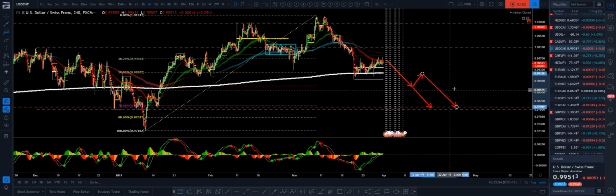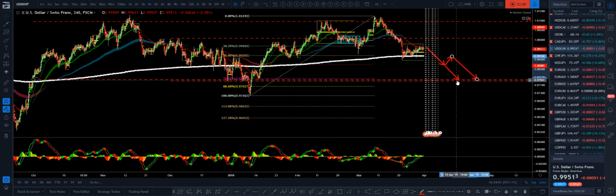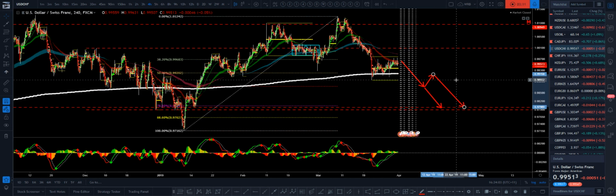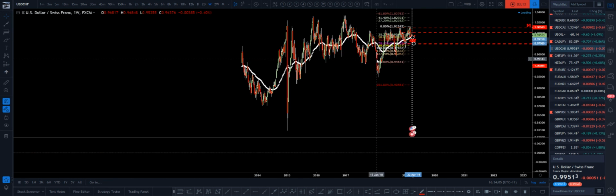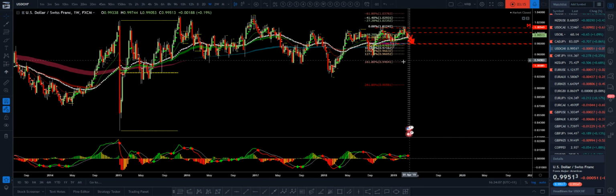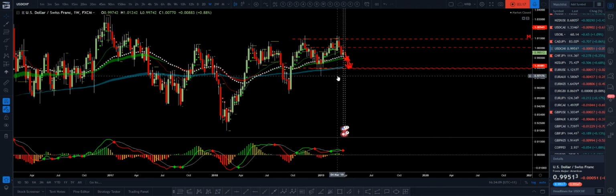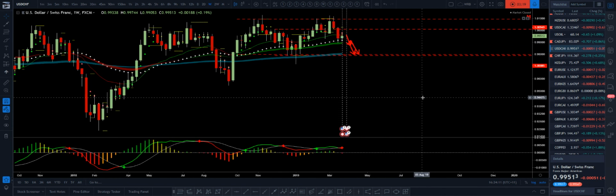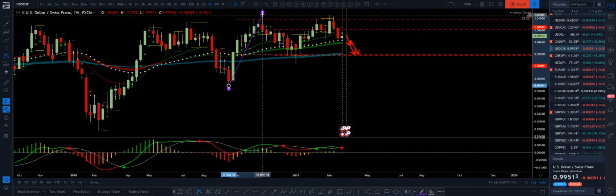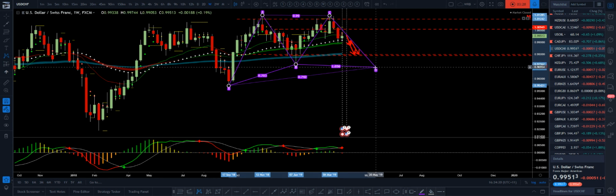After that, after 98, could it be lower than 98? I think it could be, in my view. Let's go back to the weekly chart. If we look at the weekly chart, let's delete this. For the weekly chart, there could be a pattern here. This is X, A, B, C, and D.